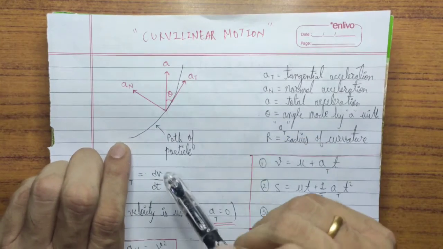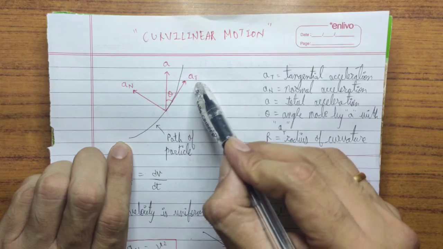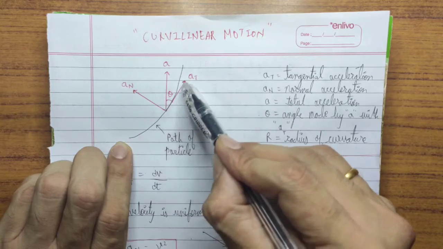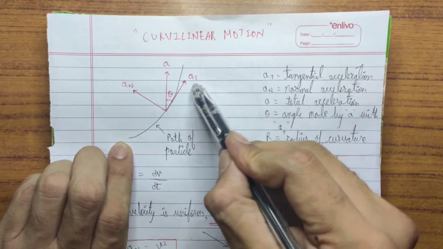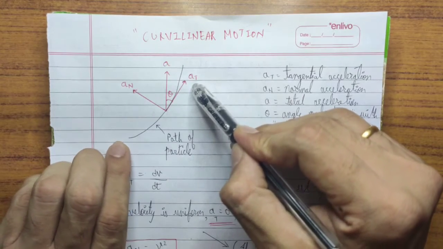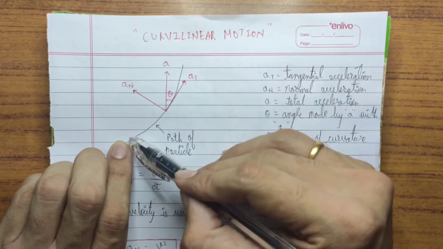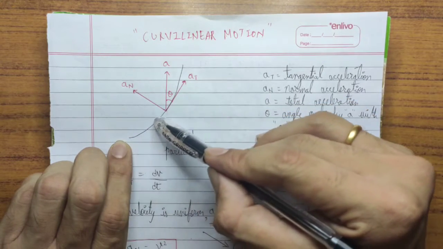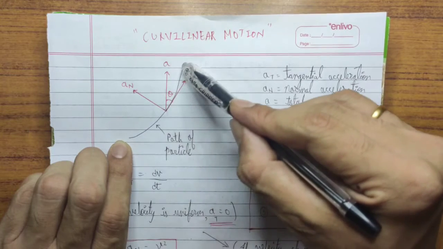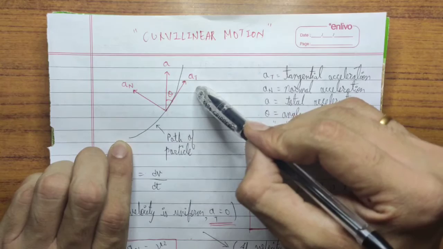Now see. This tangential acceleration, as the name itself says, is tangential. So it is acting in a tangential direction on a curved path. This tangential acceleration is responsible for the movement of that particle. So if a particle is moving on this curved path, this tangential acceleration is responsible for the movement of this particle on this curved path. So the distance is covered because of tangential acceleration.